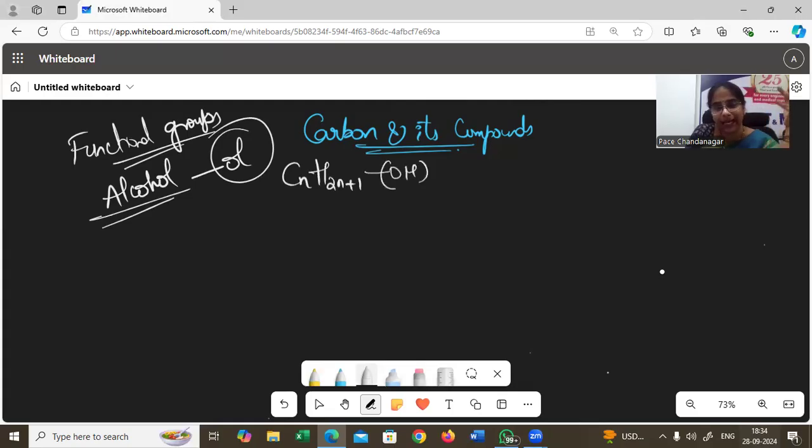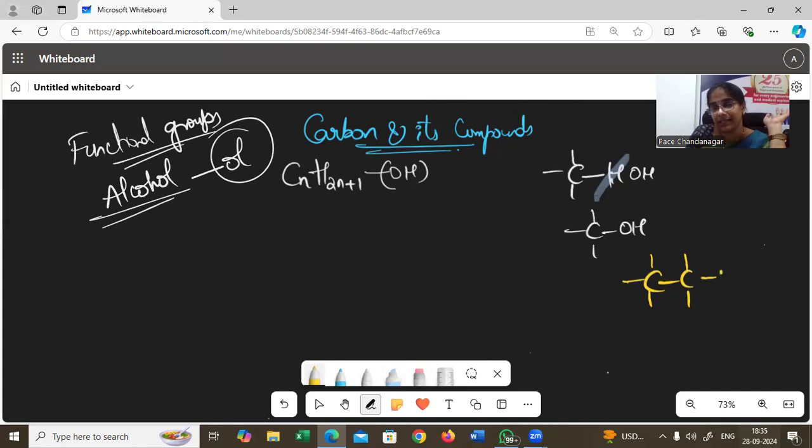It is nothing but an alkane. CH4 is an alkane. You remove a hydrogen and put an OH there. It means it is CH3OH. Now I take a 2 carbon alkane, the rest of all are also hydrogens. But now I remove one hydrogen and put an OH here. Then CH3, CH2, OH. This is your alcohol, right?